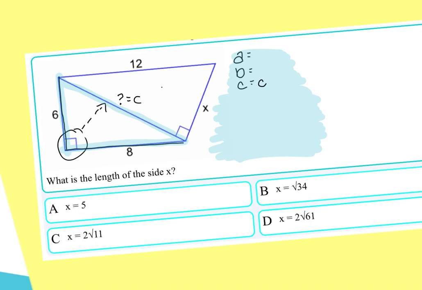So my C is going to stay C. My 6 and 8 will be my A and B. And so then I will go ahead and put that into my equation. I have 6 squared plus 8 squared equals C squared.